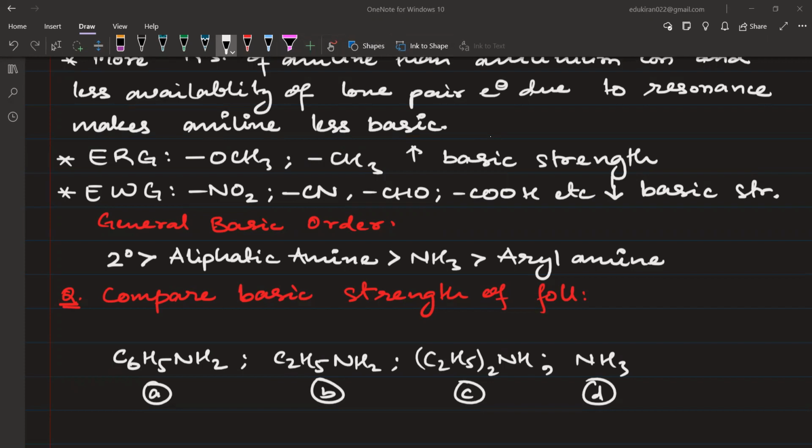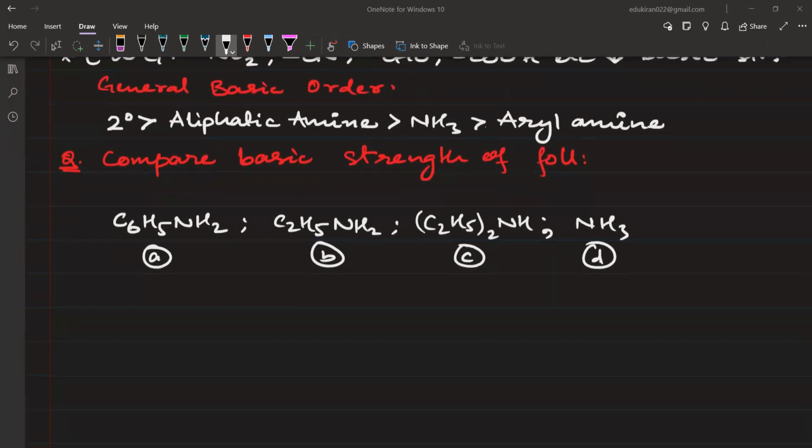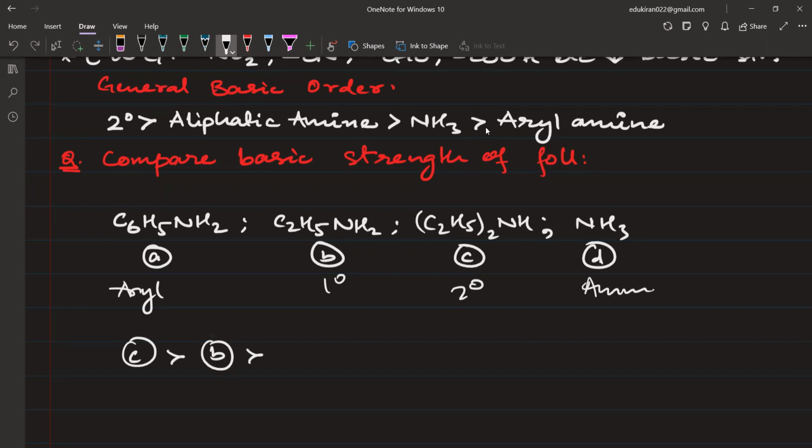Samira, correct. Yes, Samira, correct. Adriel, correct. See, guys, this is very easy. You just need to first of all see what this is. C6H5 is aniline. So आपके पास क्या आ जाएगा? This is aryl. This is 1 degree. This is 2 degree. This is ammonia, right? Now, obviously, which is going to be the most basic? 2 degree. 2 degree कौन सा है आपके पास? It is C. After that, aliphatic कौन बचा यहाँ पे? 1 degree. तो है B. And after that, you have ammonia, that is D. And then at the last you have arylamine, that is A. Please write this down.